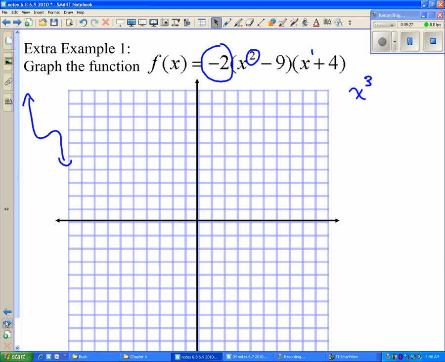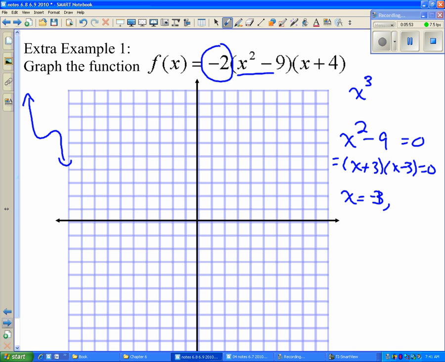So what are my zeros? Well, my zeros, let's look at them. I can do this in a couple ways. This first one, x squared minus 9. I need to make that into 0, so I could factor that into x plus 3, x minus 3, equal to 0. So x plus 3 is equal to 0, so x is equal to -3. X minus 3 is equal to 0, so x is equal to +3. So my two zeros then are -3, 0, and 3, 0.